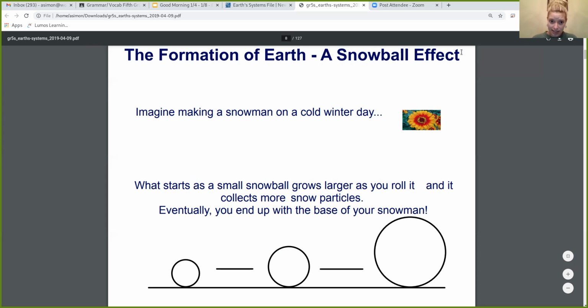That's very similar to how Earth was formed. An asteroid would hit another asteroid, and then it would get bigger, and then it would hit another one, and it would get bigger, just like a small snowball is formed. So go ahead, add this into your notes. The formation of Earth, a snowball effect.